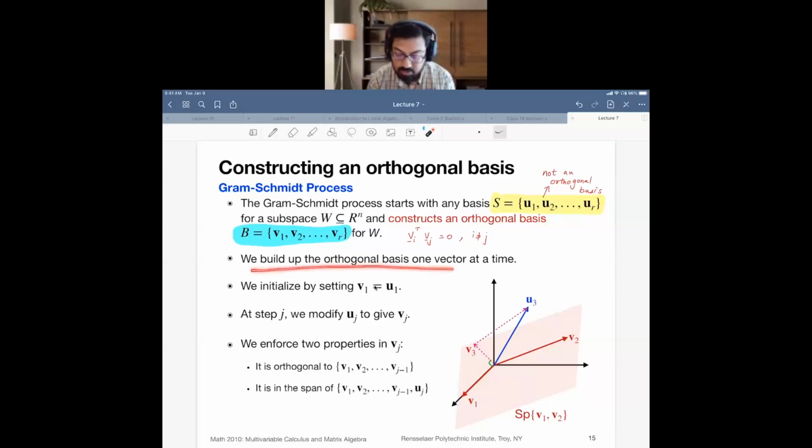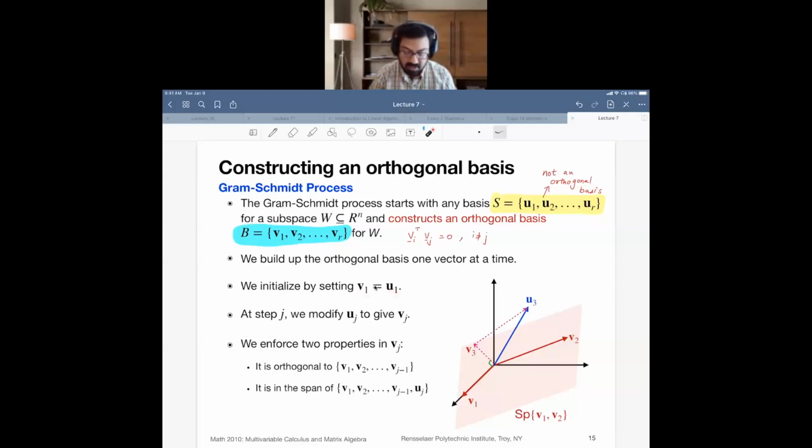We build the orthogonal basis one vector at a time. So try to find V1 first, then try to find V2 next, then try to find V3 next, and keep doing that, right? So to initialize, what you do is you simply set U1 equal to V1. That's how you initialize, because there's nothing to be orthogonal to. There's no limitation for that. So when I'm starting things out, I can simply say the first vector in my orthogonal set is the same thing as my first vector in the any basis.